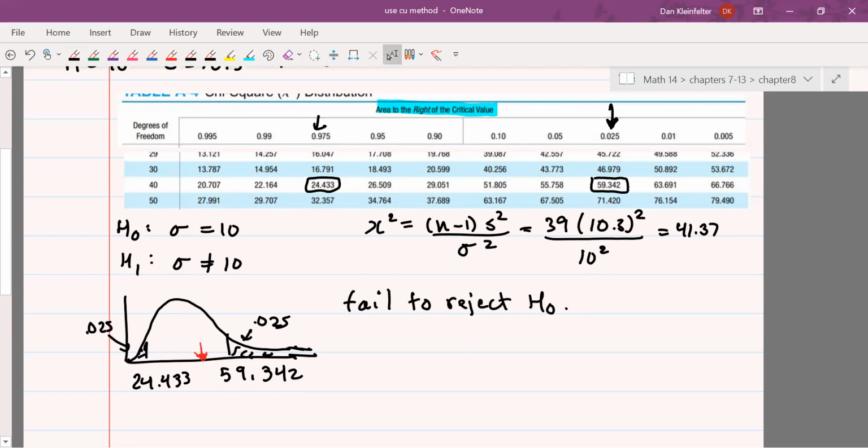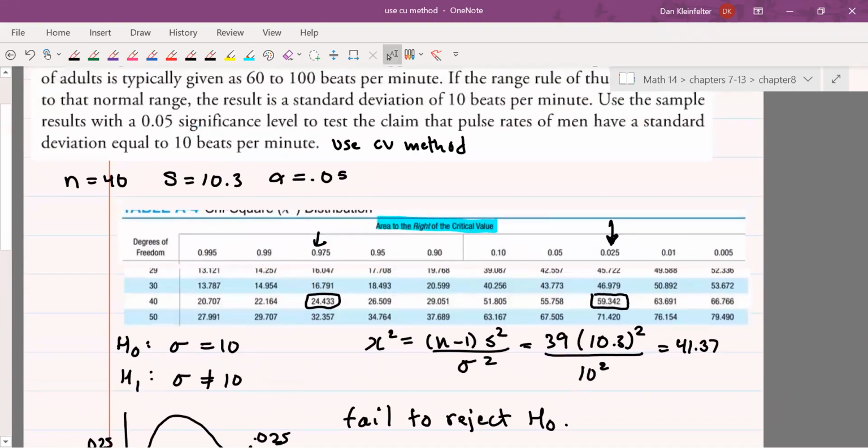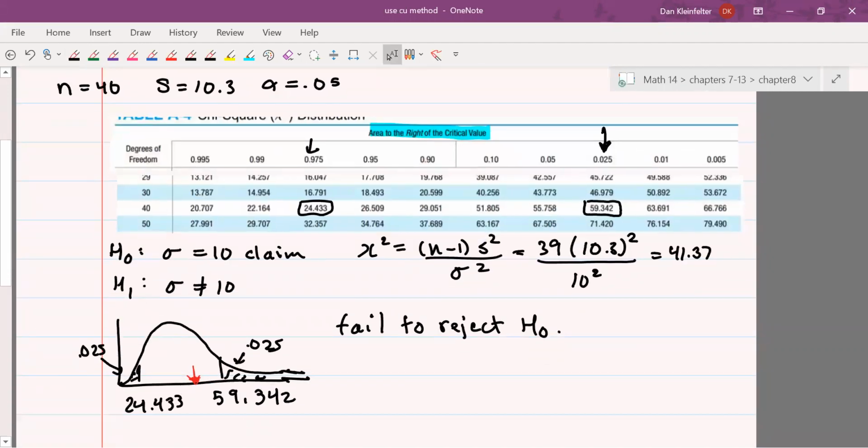H0. The claim this time was exactly that. This doesn't, of course, prove that H0 is true, but we've failed to prove it was false. So there's insufficient evidence. We'll say not enough to refute the claim.